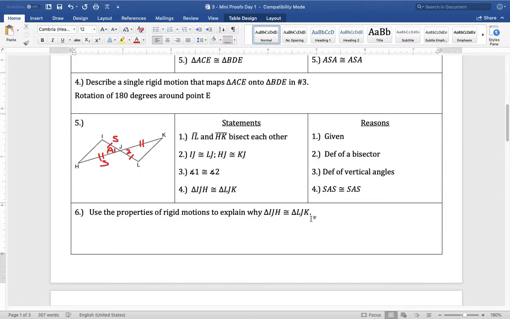Sorry. This is rigid motions, and this would be a rotation of 180 around point J. So I'm going to put that in there, switch this to point J, and we are good.